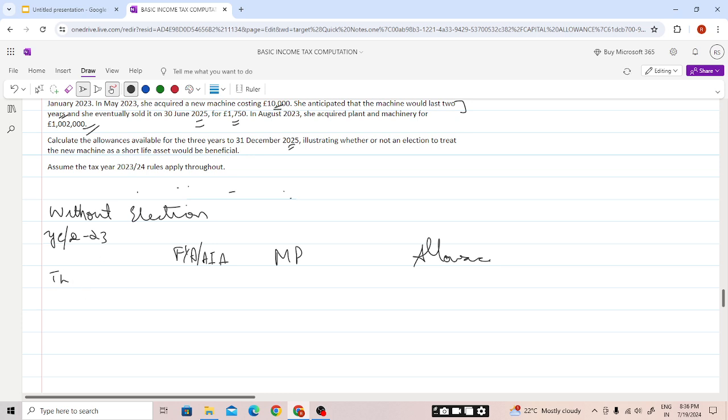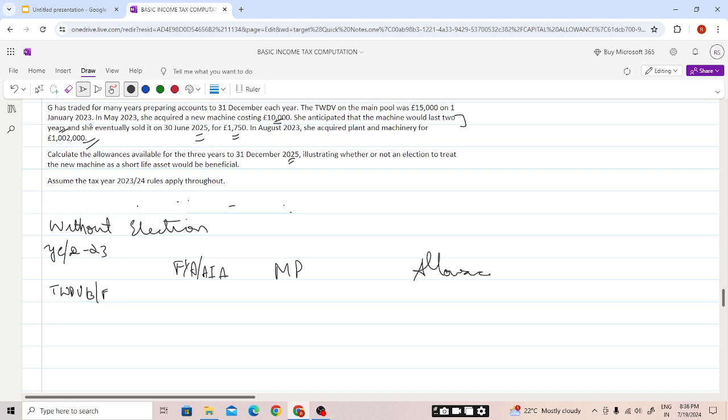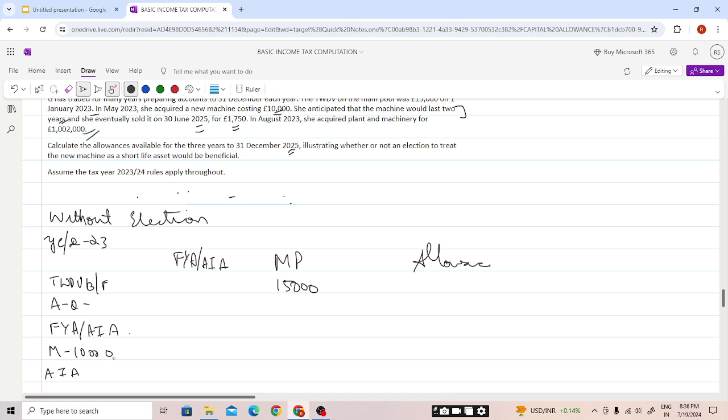So now, tax written down value brought forward. On 1st Jan 2023, it was 15,000. Additions qualifying for FIA and AIA: plant and machinery acquired on 1st May 2003, a 10,000 machine, 10,000 pounds. AIA will be available, students. We are not making the election here, so we are calculating the AIA under the main pool. So AIA of 10,000 will be available.